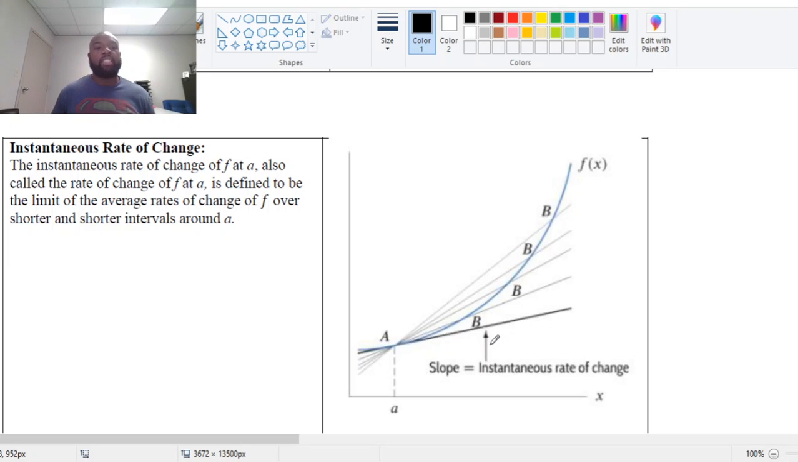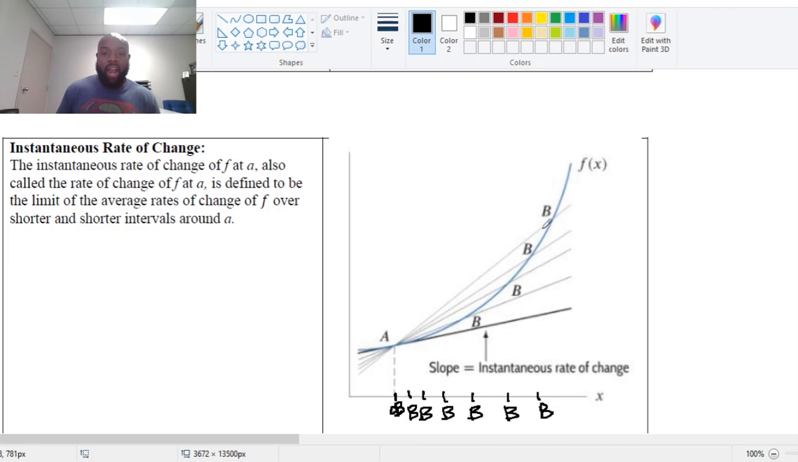The instantaneous rate of change of F at an x value A, or input value A, also called just the general rate of change here, is defined to be the limit of the average rates of change of F over shorter and shorter intervals around A. And this picture is what I was trying to explain before, right? If we want the instantaneous rate of change at x equals A here, then we're going to do a bunch of average rates of change, but we're going to let our B get smaller and smaller to the point where B essentially lies right on top of A.